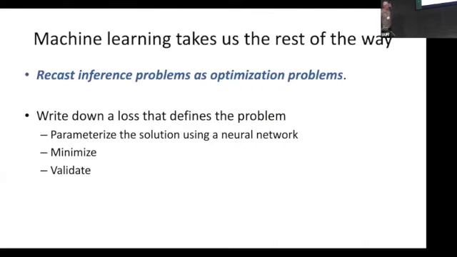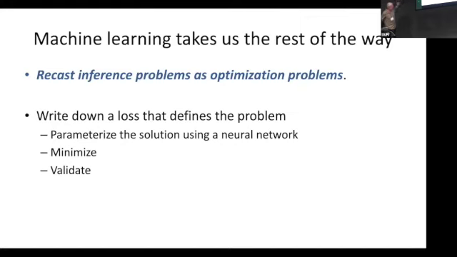Okay, so now machine learning takes us the rest of the way to actually making this practical, not just one parameter, one data point. What this teaches us, or the insight there, is that we can recast inference problems as optimization problems. And once you do that, we now know how to optimize stuff. It's called neural networks and all the beautiful work that we heard this morning, right?